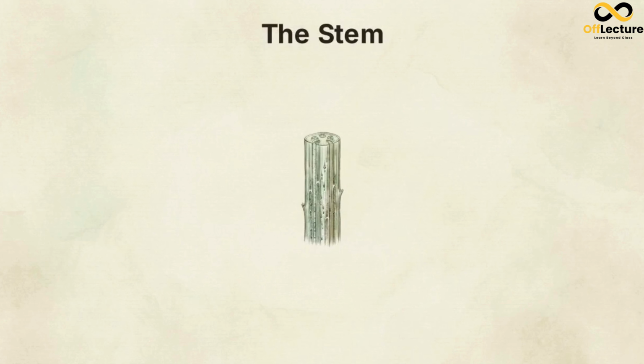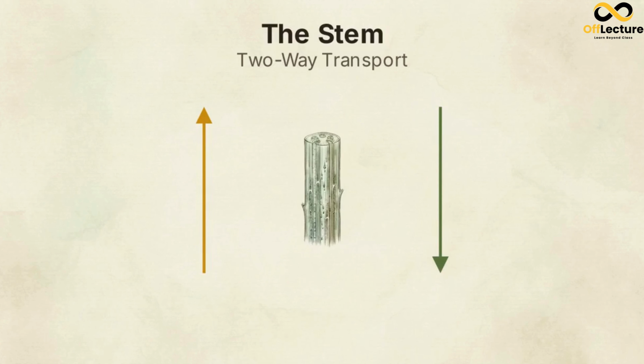Connecting those roots to the rest of the organism is the stem. It operates strictly as a two-way street. It conducts water and minerals upward from the roots and transports the synthesized food downward from the leaves to the rest of the plant.